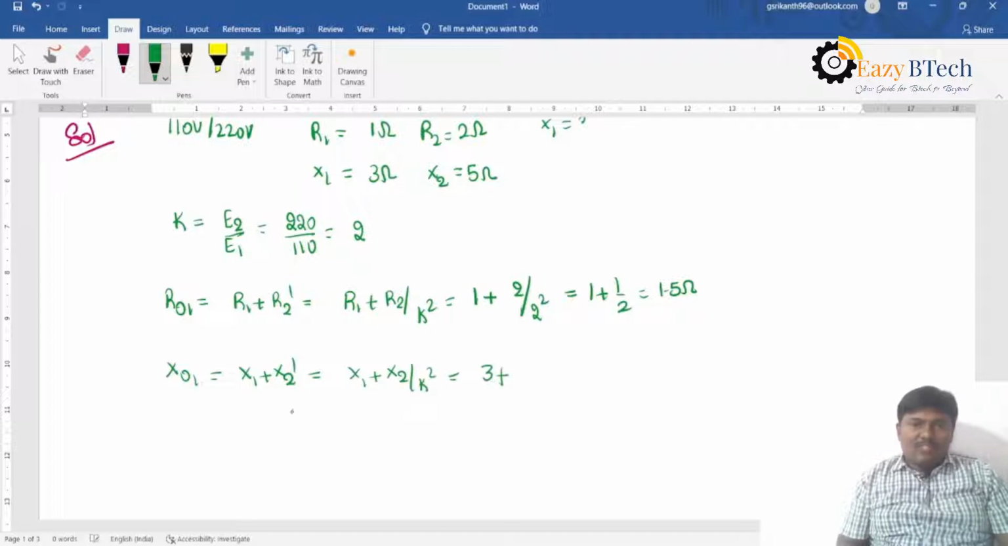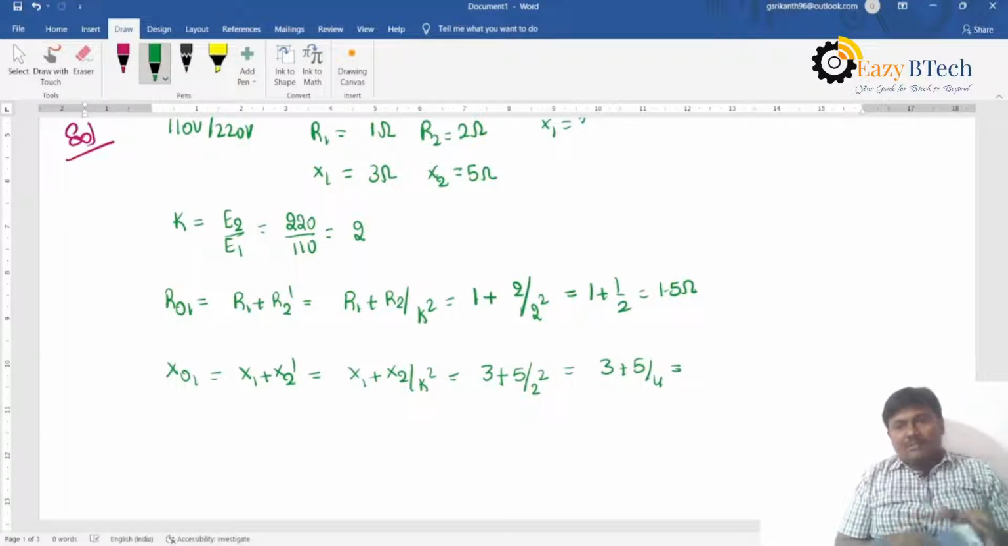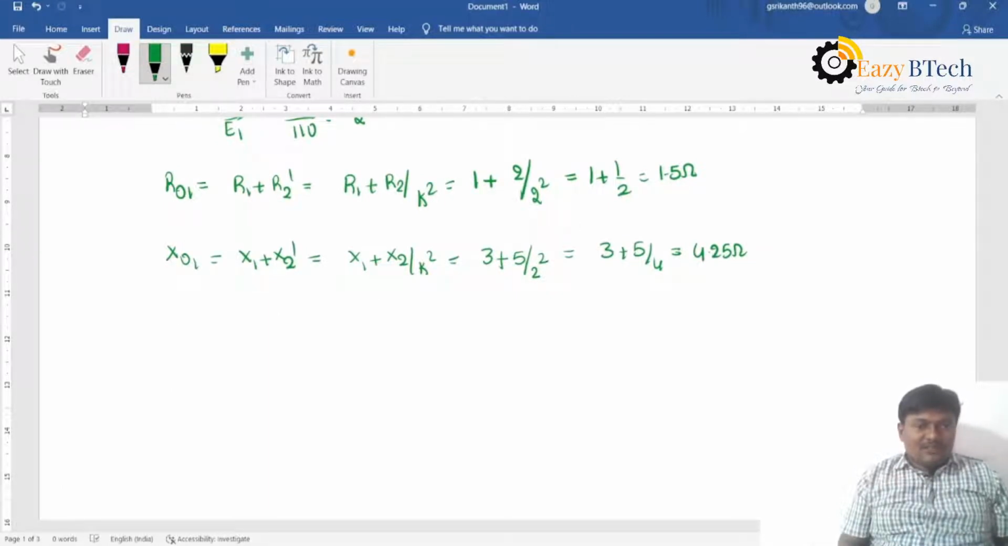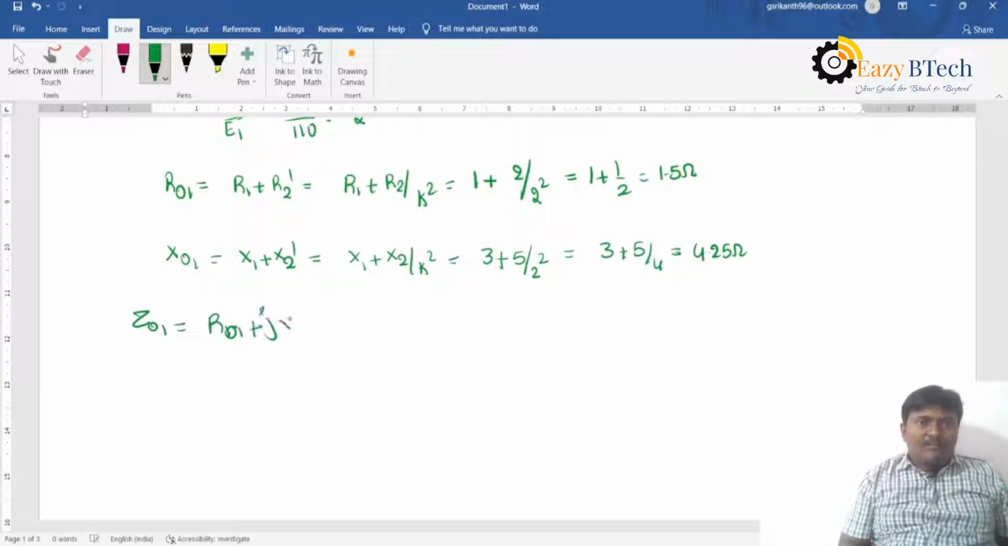And X01 is equal to X1 plus X2 dash, X1 plus X2 by K square. X1 is 3 ohms and X2 is 5 divided by 2 square, 3 plus 5 divided by 4. So what is the answer? 5 divided by 4 is 1.25, plus 3, so that is 4.25 ohms. Then Z01 is equal to R01 plus j times X01, 1.5 plus j times 4.25.